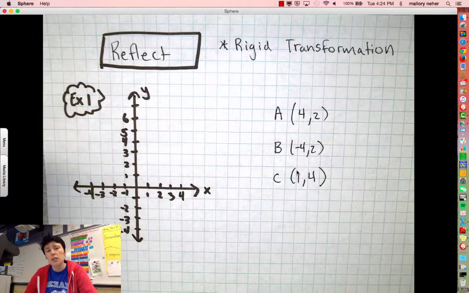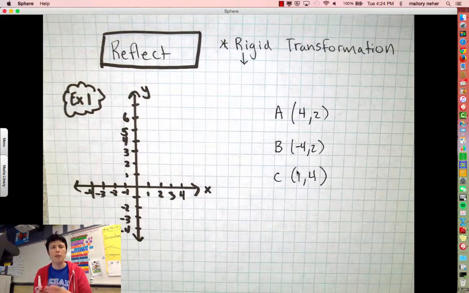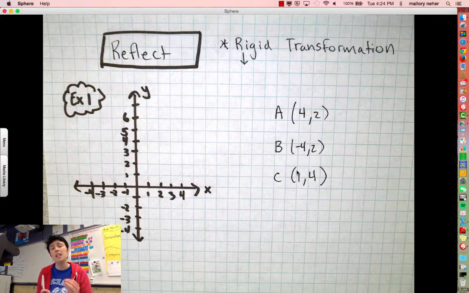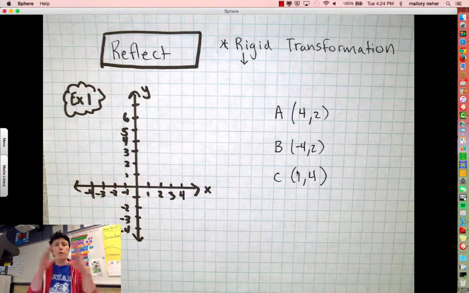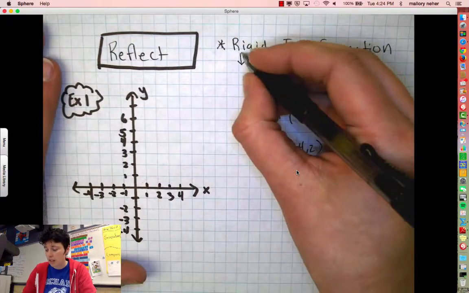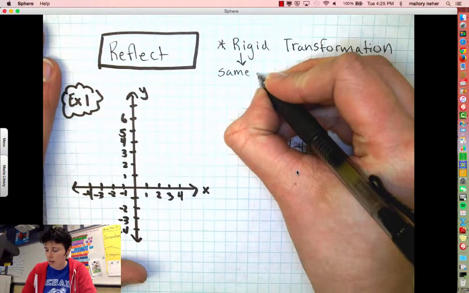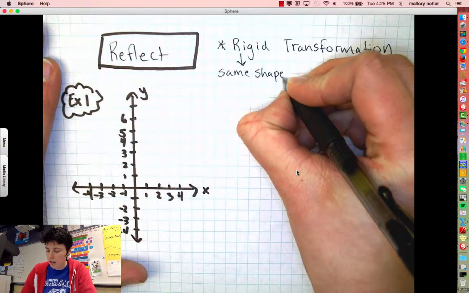It's called rigid because the object itself that we're going to move around doesn't change its shape or size. It's going to stay the same. So if we're dealing with a triangle or a quadrilateral or a pentagon, that shape's going to stay the same. It's going to move, but it's not going to change its size. So it's rigid. It stays the same shape, same size.